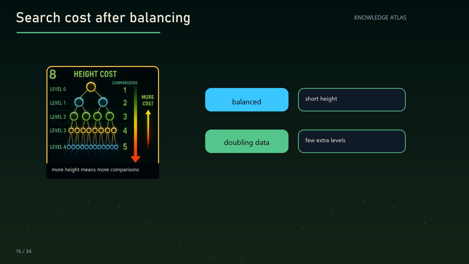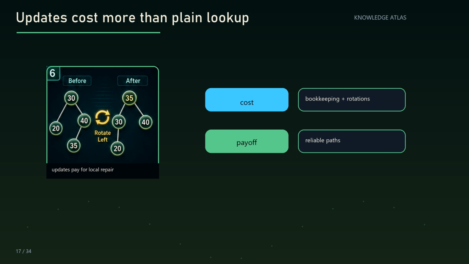When height stays small, the receipt stays small. Search pays for the nodes on the path, not for every key in the tree. Balanced trees keep that path near logarithmic growth, so doubling the data adds only a small number of extra levels. Balanced trees do not rebalance for free. Insert and delete may need bookkeeping and rotations, like a repair crew tightening the structure after changes. The trade-off is worth it when you need ordered operations and reliable short paths.